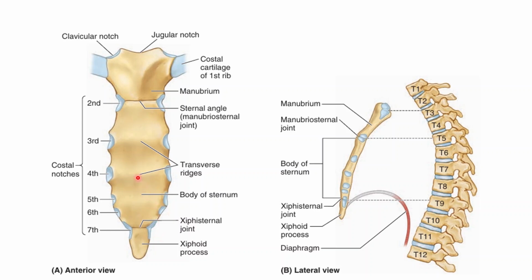Now, there are transverse ridges on the body of the sternum, and these are regions where the sternum was fusing together during development. Going downward to the xiphoid process, which is the final part of the sternum. The xiphoid process forms the xiphosternal joint, which is at the level of T9 exactly, and the xiphoid process elongates down to T10. So the sternum as a whole starts from T3, T4 all the way down to T10.